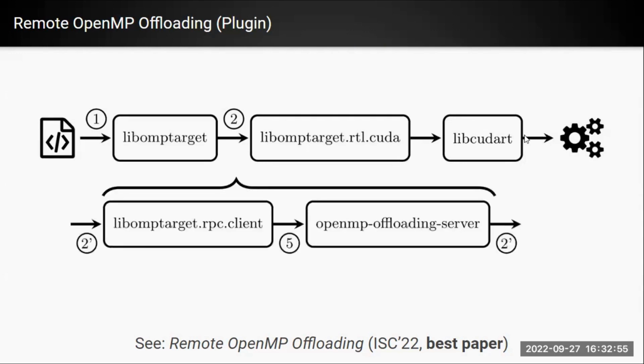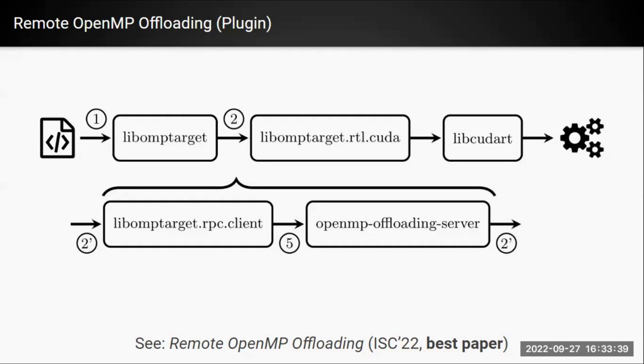So what we did is we put in a new plugin. The plugin implements basically the same interface; here, number 2 is what the interface looks like. This plugin is called RPC Client, and it effectively implements the same interface as the other plugins. So to libomptarget, it looks the same. Libomptarget cannot tell the difference between the CUDA plugin, the AMD plugin, and this RPC plugin. It knows they're different plugins, but otherwise doesn't know the difference. It interacts with them in an abstract way.